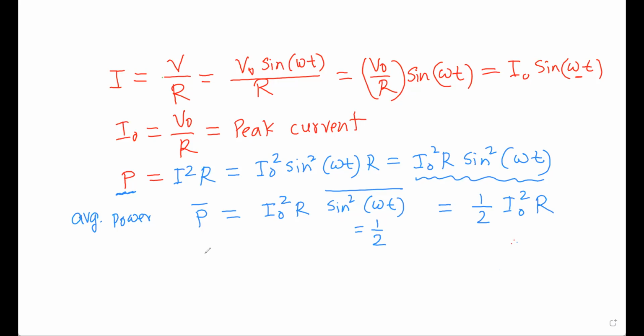Similarly, you can show that P equals half V0 square over R, or half I0 V0. Now, if I compare the DC power and AC power, you will get a comparison. So let me do it. Let me write it down side by side. Let me first erase this.